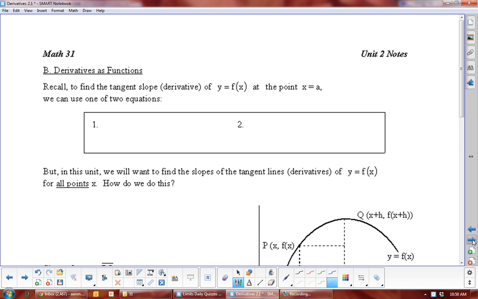So, derivatives of functions. Now we're asked to find the tangent of y equals f of x, at the point x equals a. We can use two equations. These should be review to you. The first one, which I said was kind of the more student-friendly one, is when x goes to a, we go f of x minus f of a over x minus a.